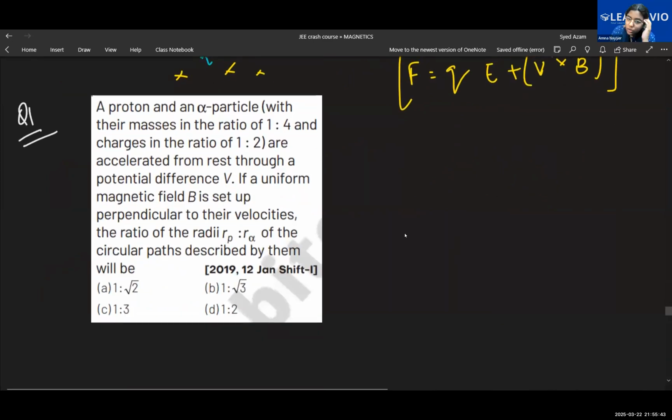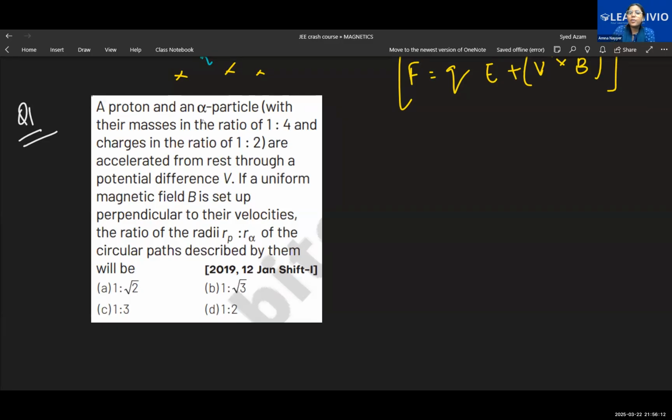See, this is from your 2019. This says that a proton and an alpha particle, now two particles are given. These questions are formula based questions. You have to just check which quantity is constant and what the dependencies are. By seeing that, you will be able to solve this question very easily. You can just calculate the ratio, and ratio based questions are asked from this.